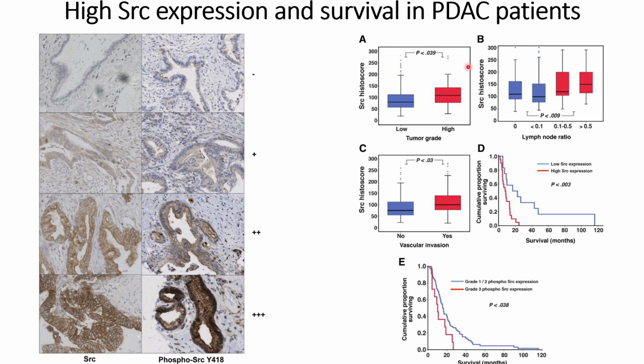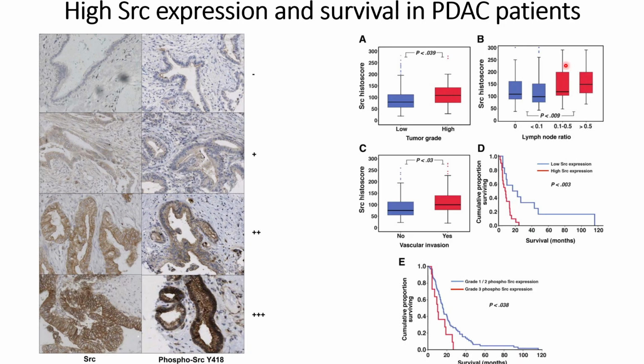Apart from this tumor grade analysis of SRC, they also checked SRC in the lymph node, and what they found is that when the lymph node ratio is less than 0.1, most of the tumors have low SRC and also belong to the low tumor grade. When the lymph node ratio is higher than 0.1, that is 0.1 to 0.5 shown in the third column, and greater than 0.5 shown in the fourth column, the tumors belong to the high-grade tumor. At the same time, they have more SRC expression.